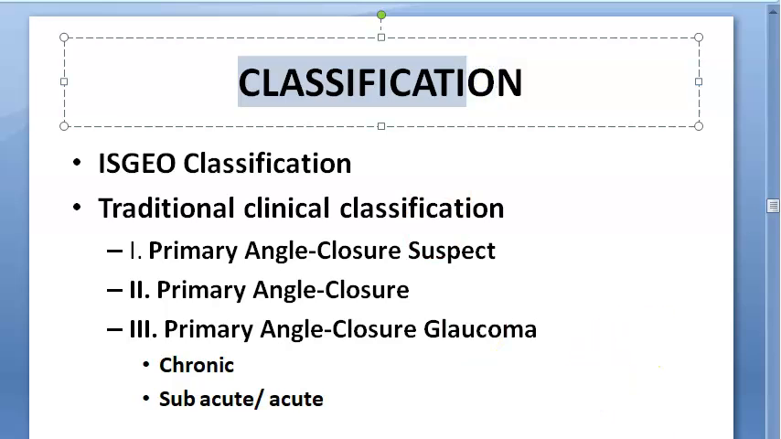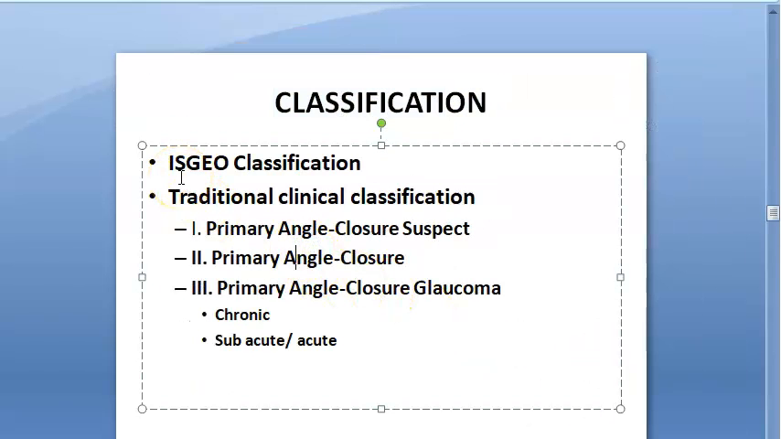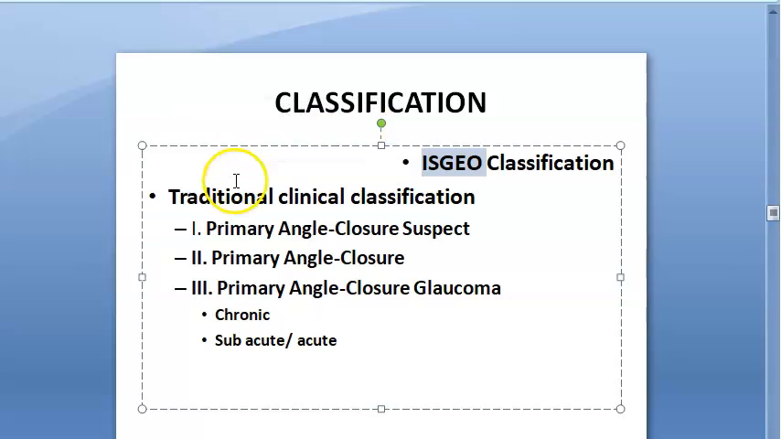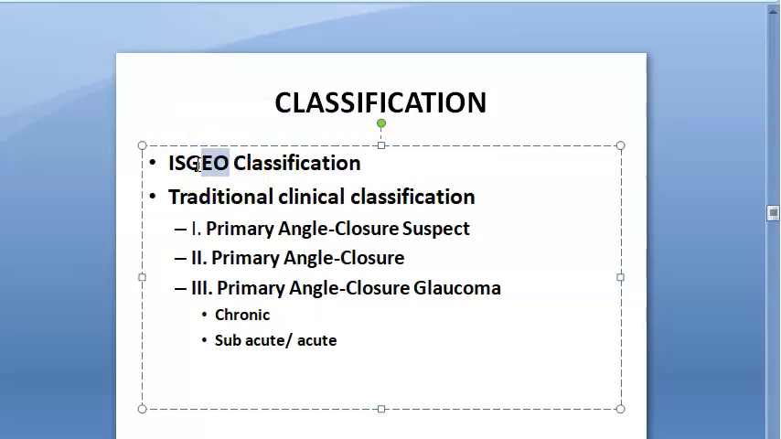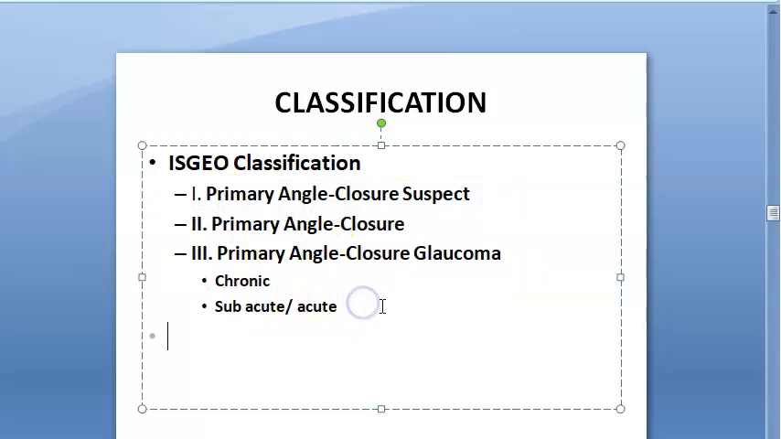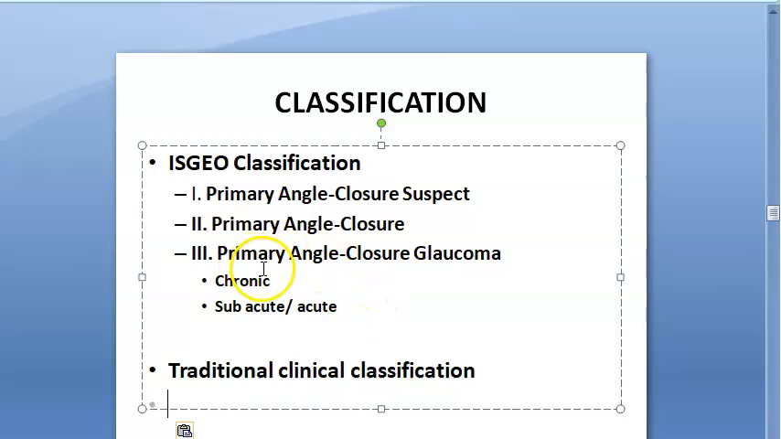So, the classification. So, what did you see? This you already saw. There is the ISGEO classification. This is the International Society of Geographical and Epidemiological Ophthalmology. What is G? Geographical. International Society of Geographical and Epidemiological Ophthalmology. Okay, they have given this: primary angle closure suspect, primary angle closure, primary angle closure glaucoma. This is the ISGEO classification. Then what is this? Traditional clinical classification. Oh, that's a different one.